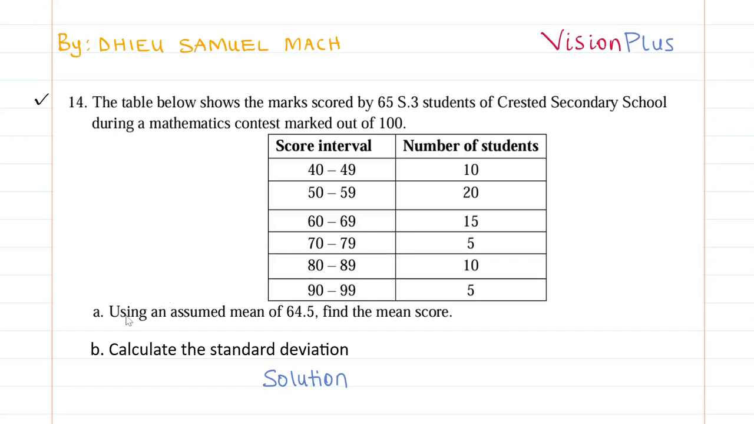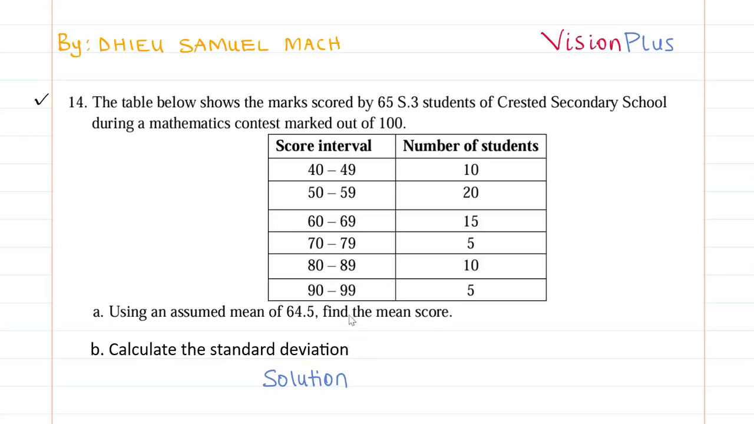We shall analyze that. Question 1 says, using an assumed mean of 64.5, find the mean score. Part B is, we need to calculate the standard deviation.